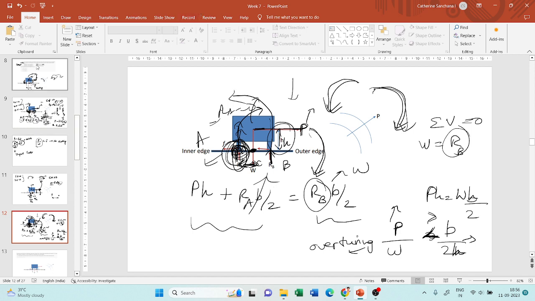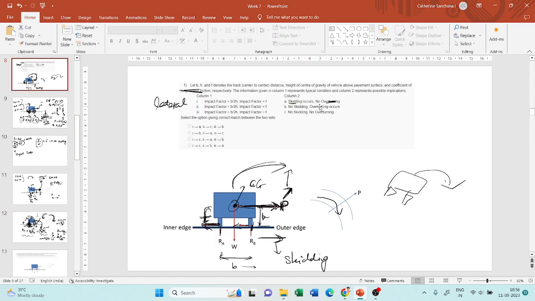Now going back to the question, we saw what is the criteria for the vehicle not undergoing overturning and what is the criteria for the vehicle undergoing overturning. So let us write the criteria again here. If the impact factor is less than friction and if the impact factor is less than B by 2H, then this will cause no skidding and this will cause no overturning.